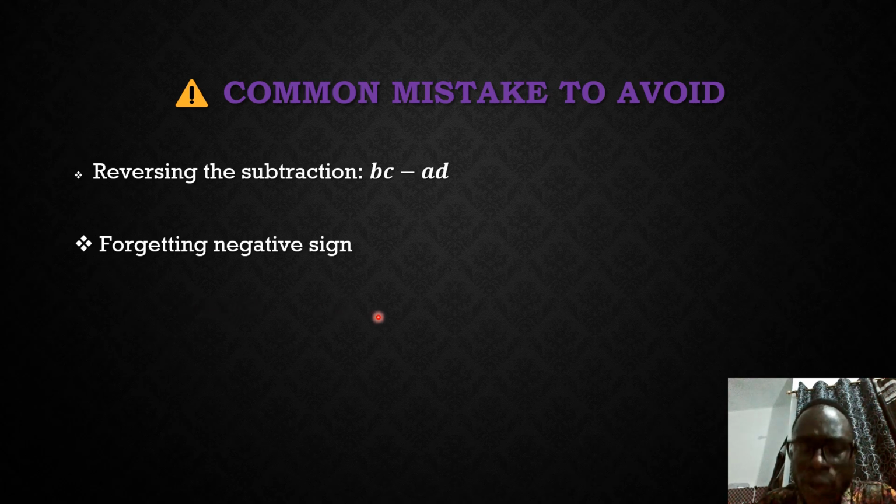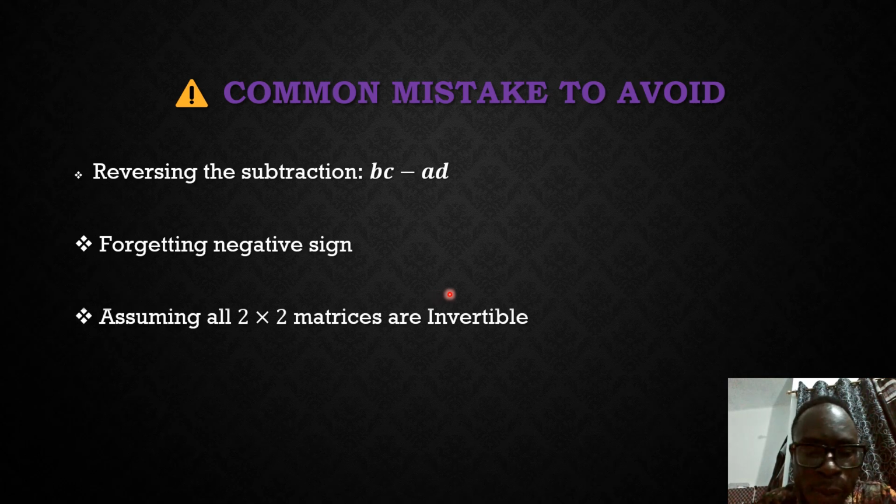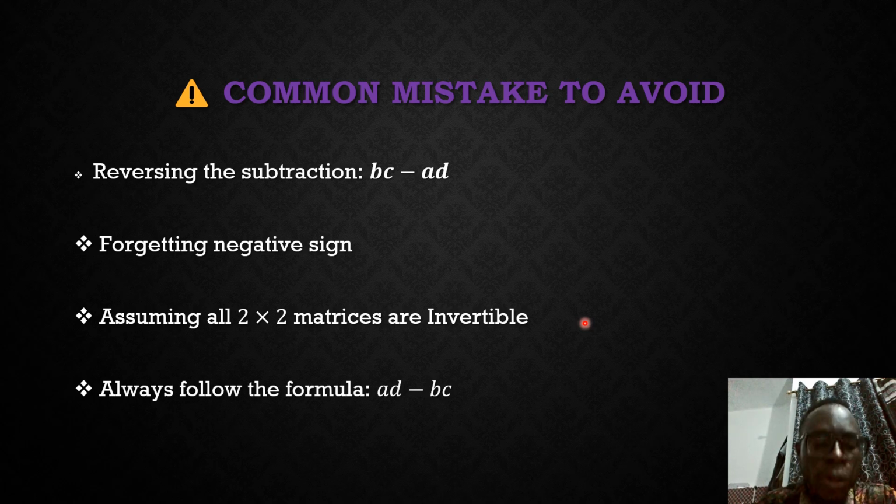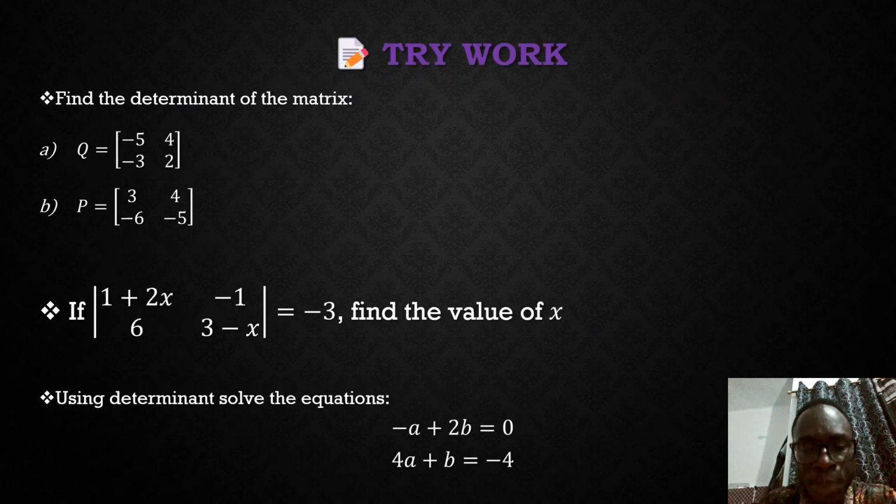We should also understand that we normally forget the negative sign. What is the meaning? Negative times negative is positive, and negative times positive is negative. So when we are multiplying, we should know that negative signs have effects on the results. Then we should also not assume that all 2 by 2 matrices are invertible. It means that there is a point where we can get the determinant to be 0. Good. Then we should always follow the formula AD minus BC.